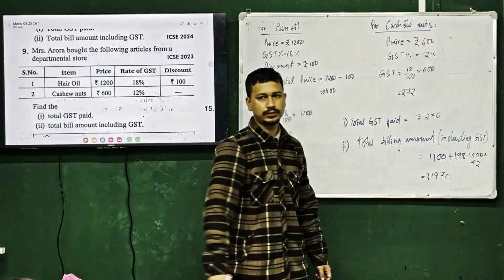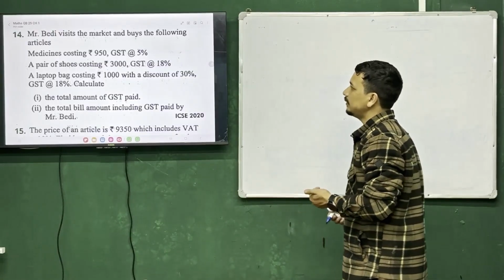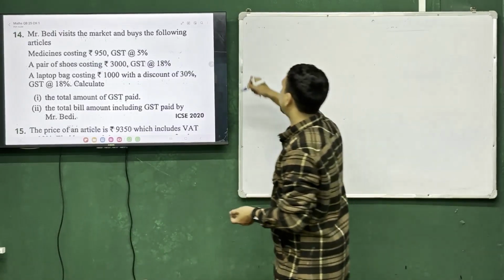Okay, good. There are three items here: medicine, a pair of shoes, and a laptop bag. Let's do them one by one.